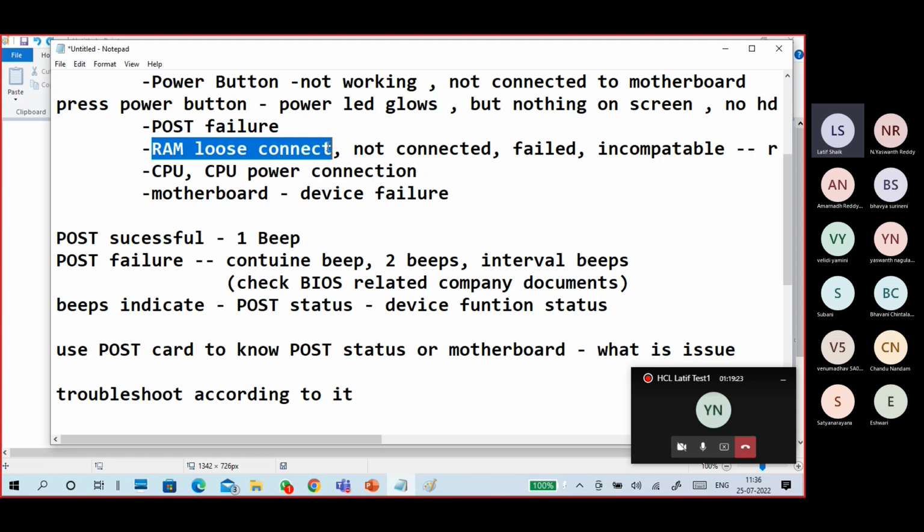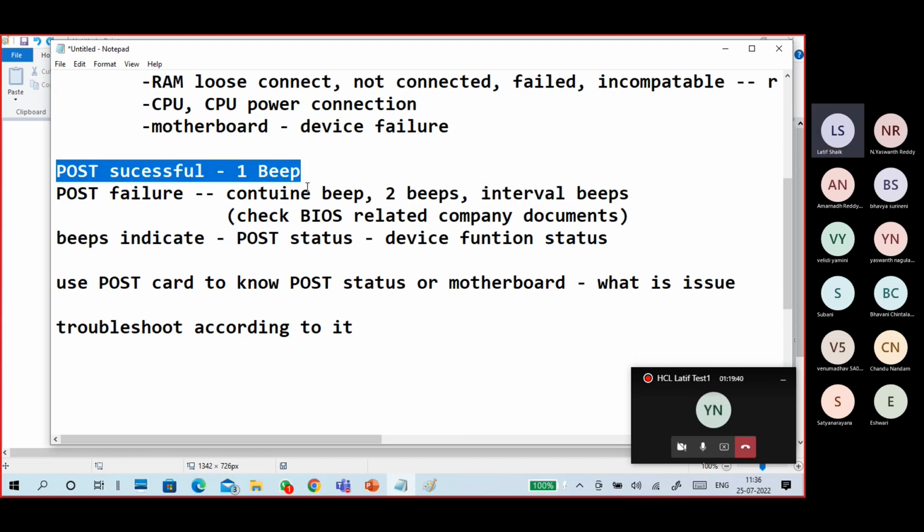Mainly we concentrate on RAM in POST failures generally, but it is not always the RAM. You check the RAM, but still it is not working and you don't know what happened. Then you have to go to beep codes. Normally, POST success is indicated by a single beep. Different beeps are generated, like a continuous beep, a single beep, or beeps at certain intervals. The intervals depend upon your BIOS chip. But a normal person cannot guess what exactly happened to the system.